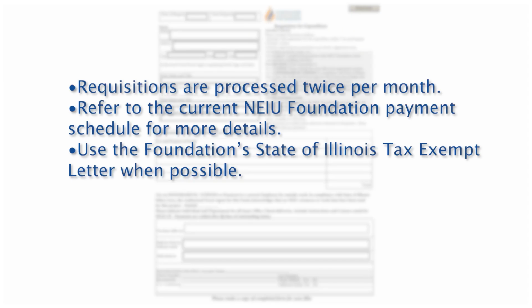Here are a few additional notes and processing information items to keep in mind. Requisitions are processed twice per month. Please refer to the current NEIU Foundation payment schedule for more details. Where possible, please use the Foundation's State of Illinois tax-exempt letter when making purchases.